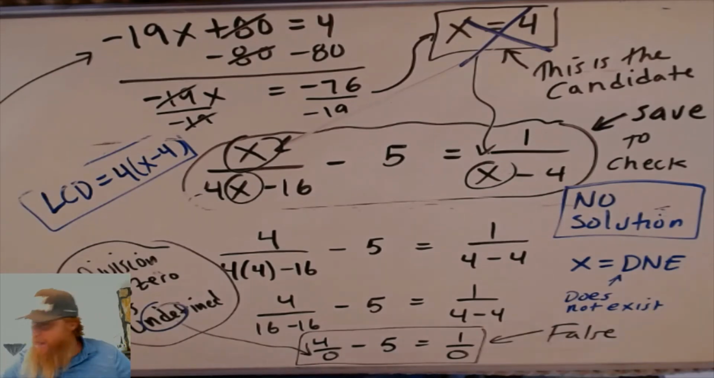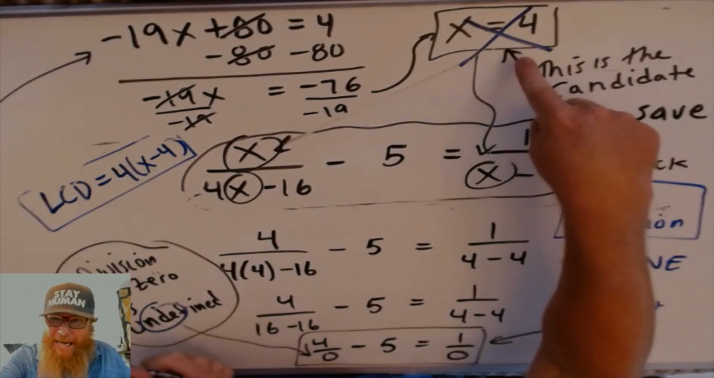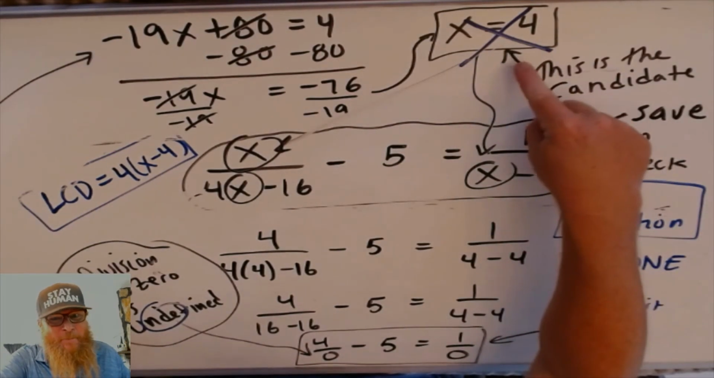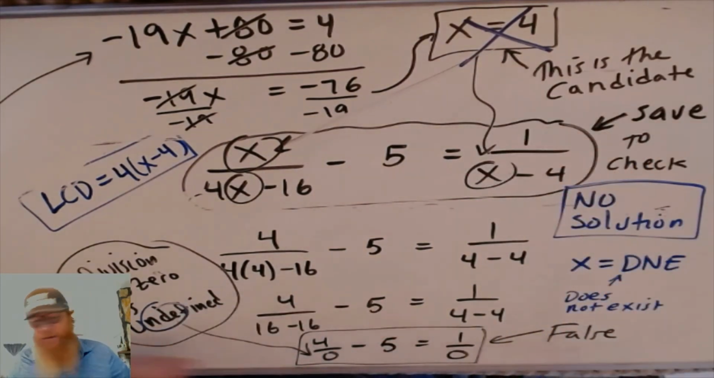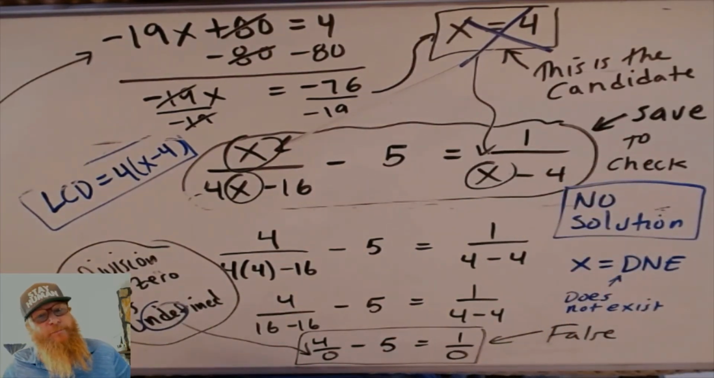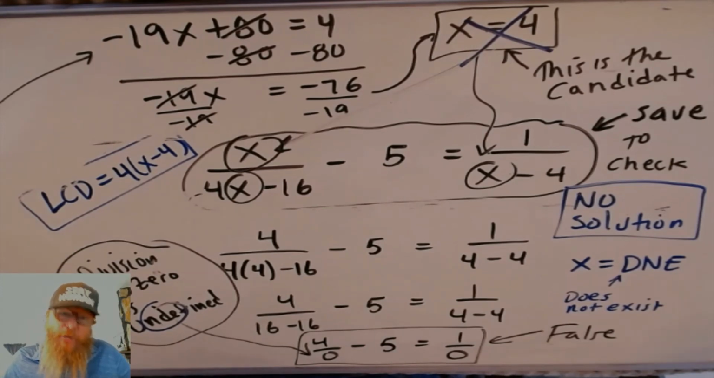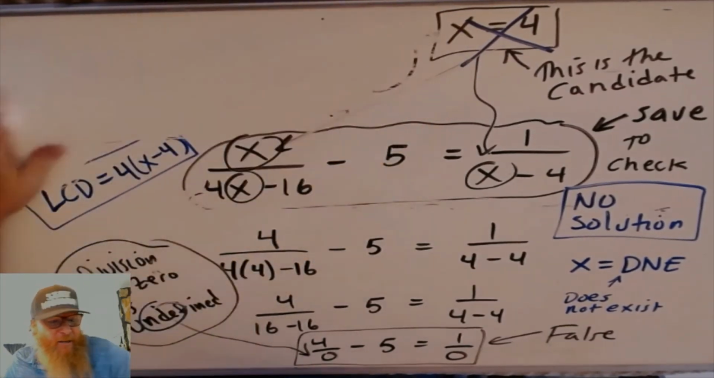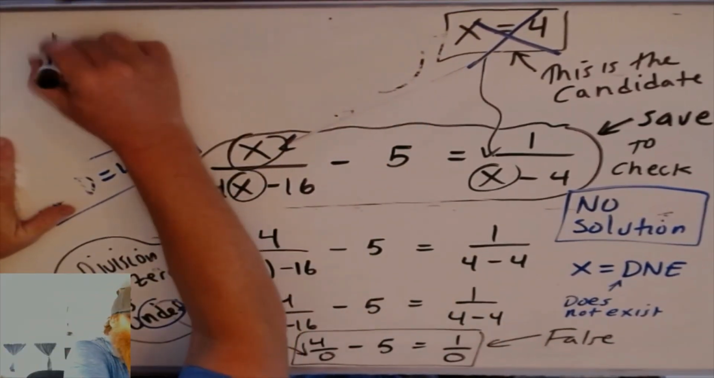So we did all that for nothing. We only had one candidate. Our candidate was 4. And it did not satisfy the equation, so there is no solution. And unfortunately, you have to do that for every one of these problems because you never know whether or not your answer is going to be a valid solution or an invalid solution.